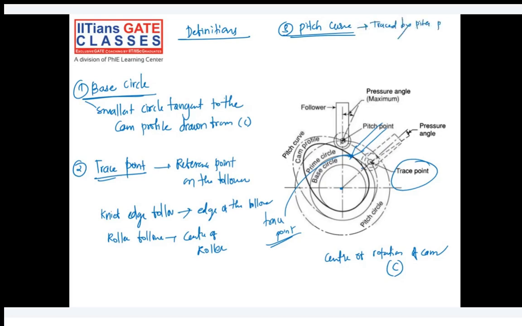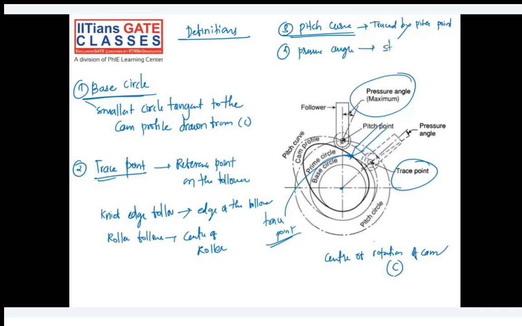Pressure angle. Okay, so here this is the pressure angle. It is basically representing the steepness of the cam profile. So basically here the profile is more steep compared to here. So pressure angle will vary from one location to the other.